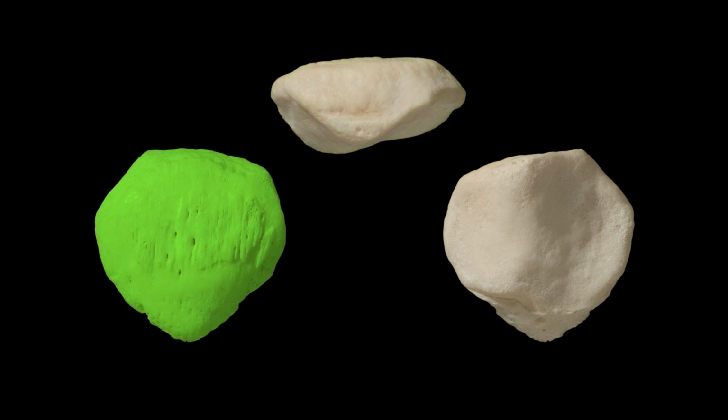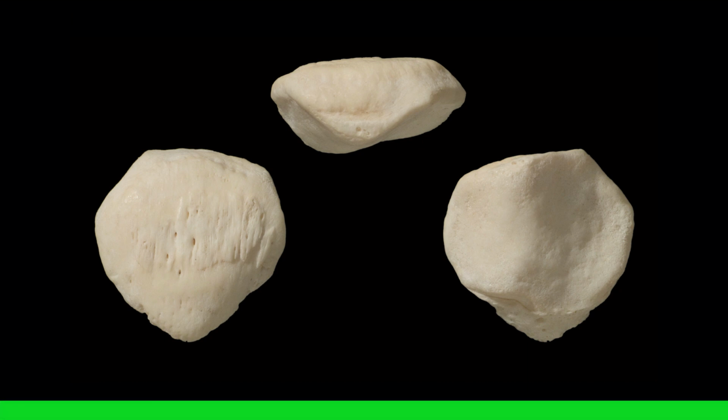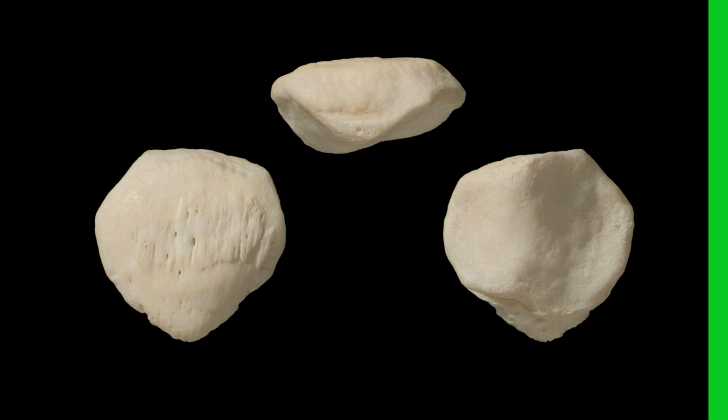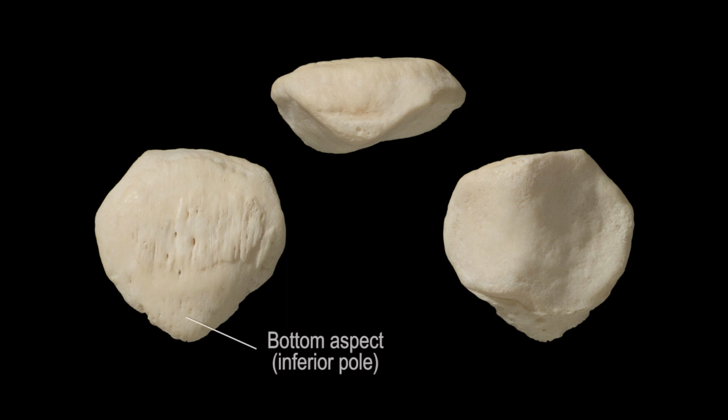Let's begin with the anterior view. First, for context, proximal is up here, distal is down here, lateral is to our left side, and medial is to our right side. The top aspect of the patella is often described as the superior pole, and the bottom aspect is described as the inferior pole.